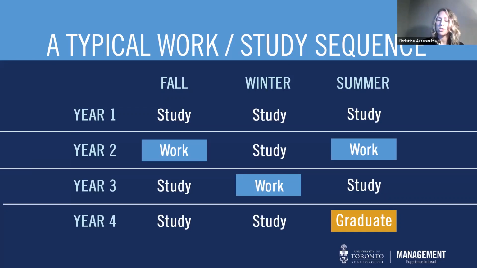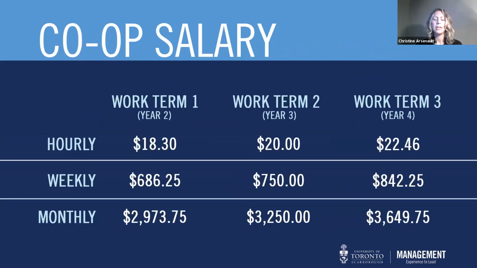So another big thing, as I mentioned, is co-op is paid. So here's our current compensation salary averages. Just to give you a sense, it's pretty reasonable to expect about $3,000 a month from your work term. And so that works out to about $36,000 over the life of your degree. Again, a nice boost to be able to afford your education.